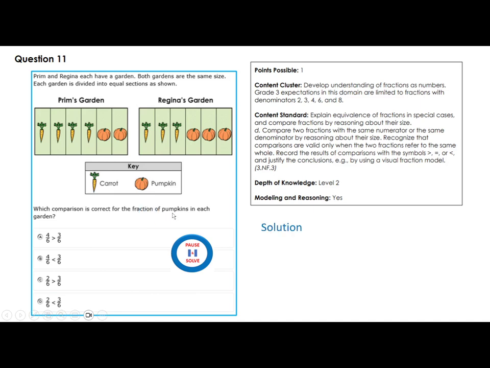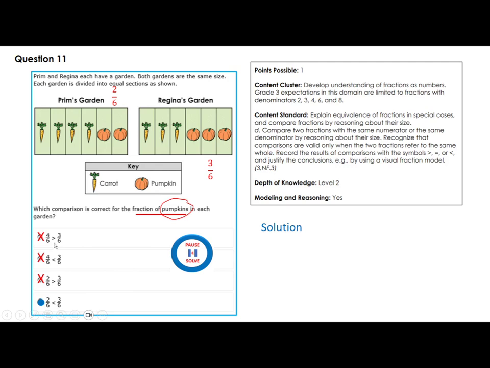Okay, pumpkins, that's the key here. You have to work on this. So what do we have here, pumpkins? What's the fraction of pumpkins here? That's here 3 over 6, right? Here 2 over 6. So you're comparing 2 over 6 and 3 over 6. Obviously 2 over 6 is smaller than 3 over 6. This is not correct, this is not correct, this is not correct.